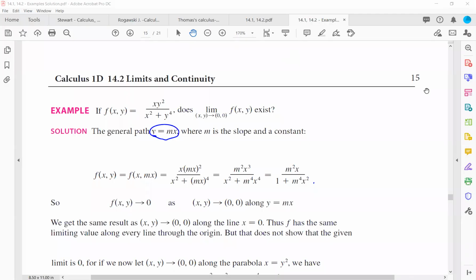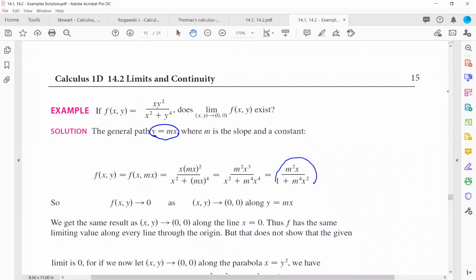Very well. For this question, let us use a general path like y equals mx. Wherever you see y, you just write down mx. So your f of x and y is now f of x and mx, which is equal to x times (mx) squared, divided by x squared plus (mx) to the fourth. Let us simplify this expression. You get m squared x divided by 1 plus m to the fourth x squared.